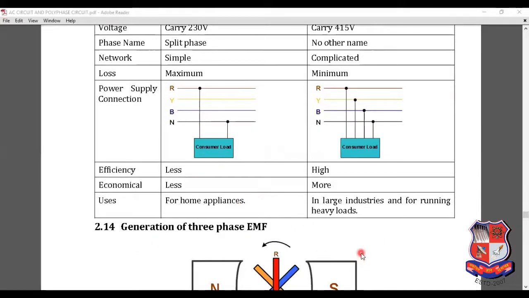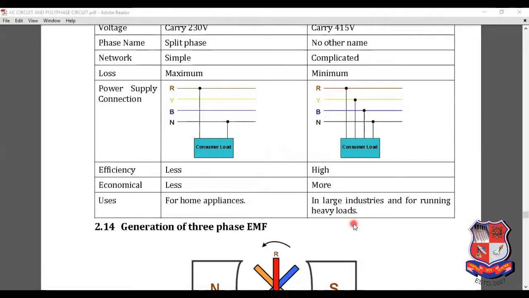Few more points are there. I am telling you, in case of single phase circuit, we are getting pulsating torque. You can also write these points. In case of single phase circuit, the pulsating torque is there, whereas in case of three phase circuit, we are getting the uniform torque. It means no jerk is there.